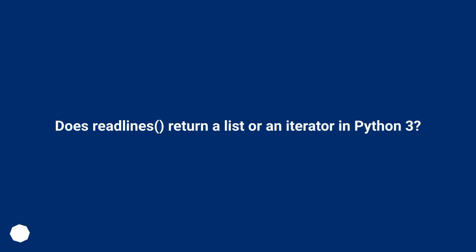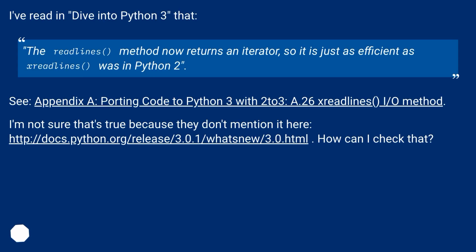Does readlines return a list or an iterator in Python 3? I've read in Dive into Python 3 that the readlines method now returns an iterator, so it is just as efficient as readlines was in Python 2. See Appendix A, porting code to Python 3 with 2to3, A.26 readlines I/O method. I'm not sure that's true because they don't mention it in this URL. How can I check that?